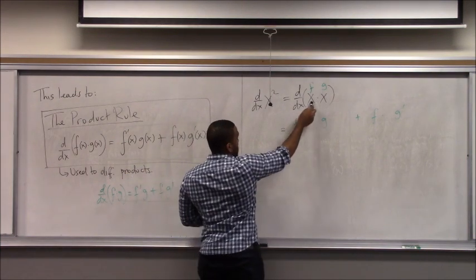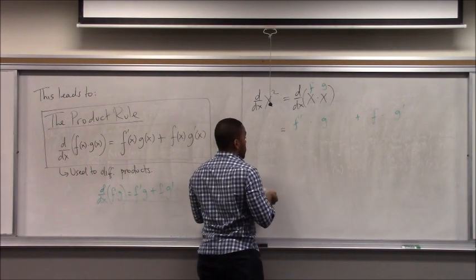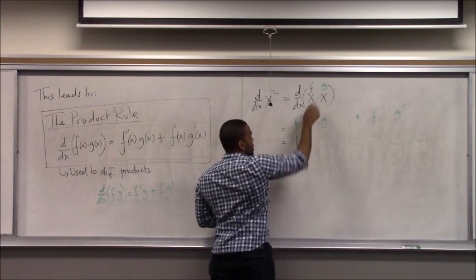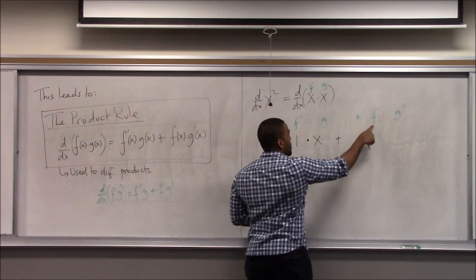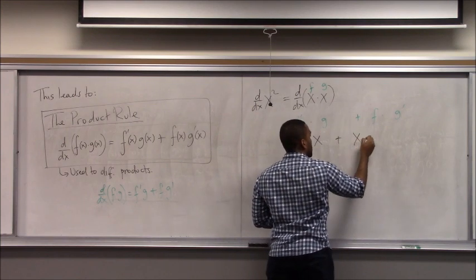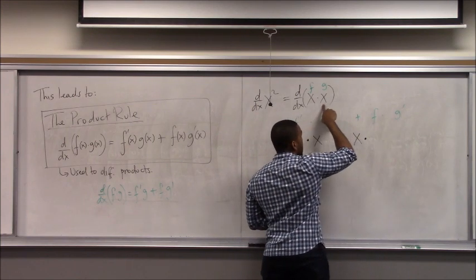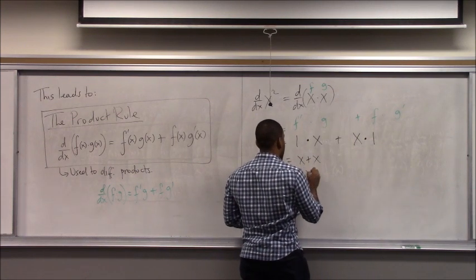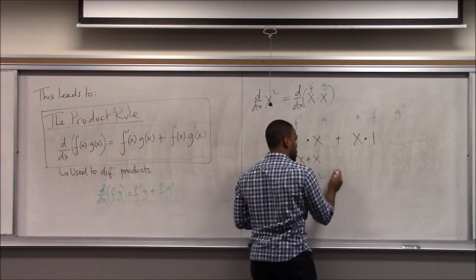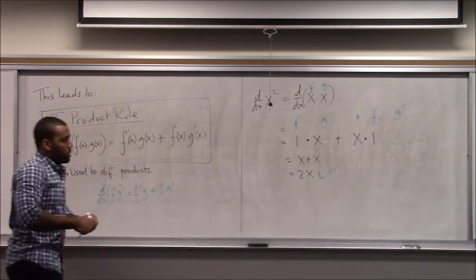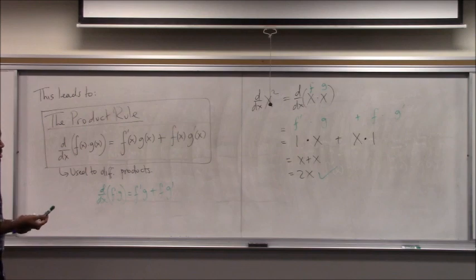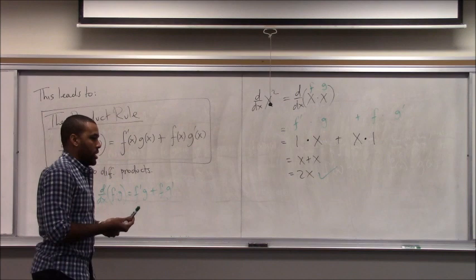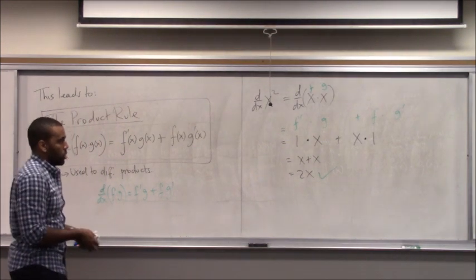If f is x, f prime, we should know, is 1, times the g, which is just x, plus the f, which is just x, times the g prime. Well, g is x, so g prime is 1. So here I get x plus x, which is 2x, and that checks out. That agrees with what I know it should be. Now, of course, you wouldn't use the product rule in this case. I'm just illustrating that it works. It's consistent with what we've already done.